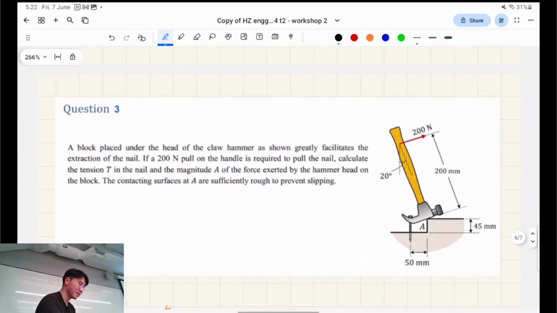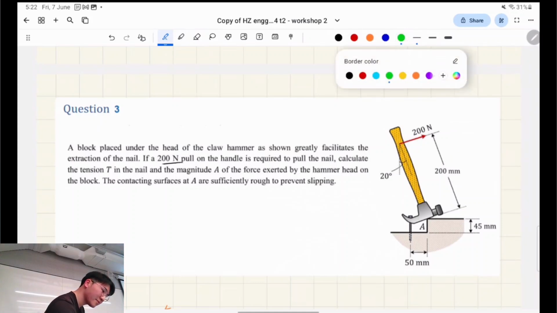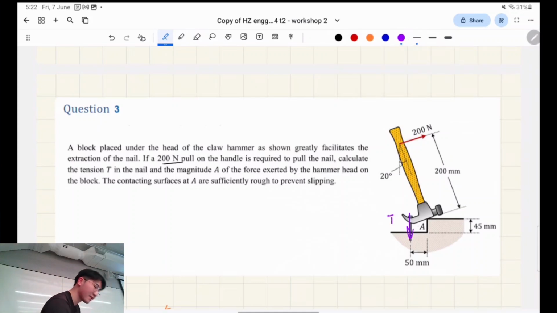So for this question, a block placed under the head of a claw hammer, as shown, facilitates the extraction of this nail. If a 200 Newton pull on the handle is required to pull the nail, calculate the tension T in the nail and the magnitude A of the force exerted by the hammerhead on the block. Contacting surfaces at A are sufficiently rough to prevent slipping. The nail is resisting this way.